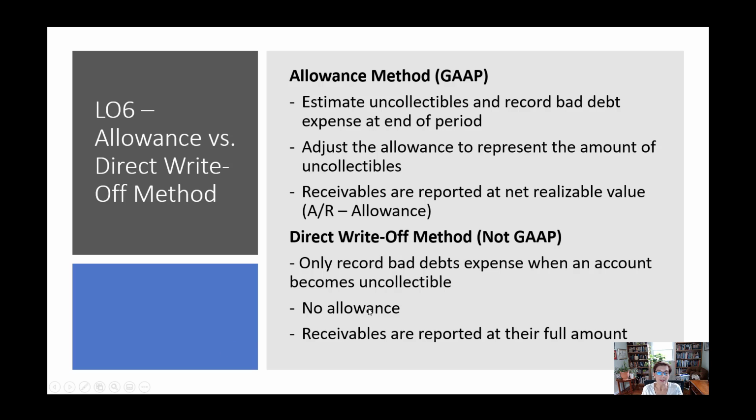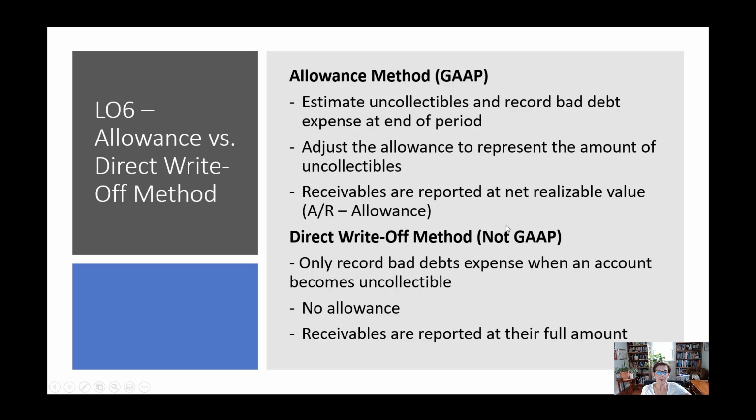So what does this mean, this direct write-off method? What it says is you only record the bad debt expense when an account becomes uncollectible. There is no allowance, and so the receivables are reported at their full amount. Well, hopefully you can see how that is not right for GAAP, because if you're not going to collect 100% of your receivables, then certainly you don't want to tell people that that's the amount you're going to collect. So the direct write-off method, don't worry too much about it.